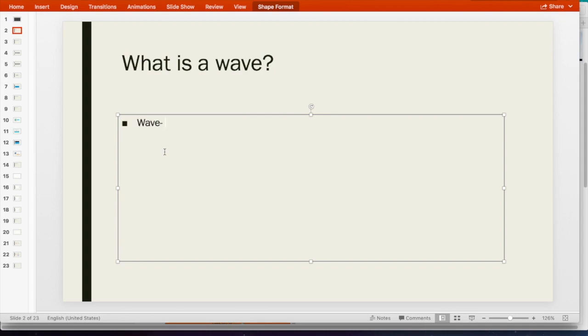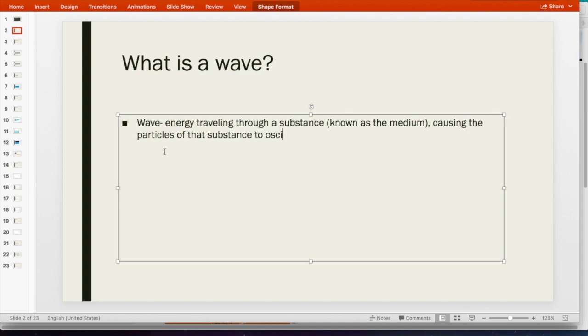We have energy, and then we have particles that are oscillating, that are moving back and forth in a rhythmic patterned way. So maybe we can define a wave like this: energy traveling through a substance known as the medium, causing the particles of that substance to oscillate, or we could say vibrate, with a pattern or a rhythm. That's what I'm going to say is a pretty good definition of a wave.